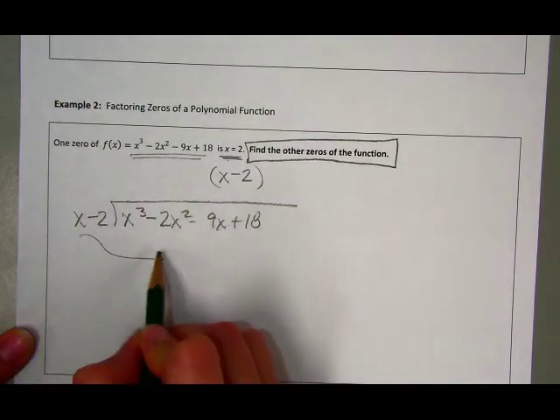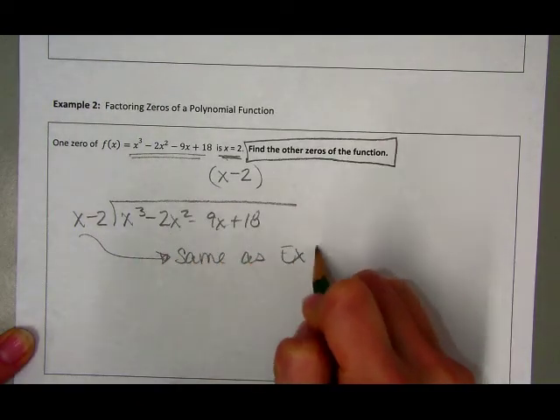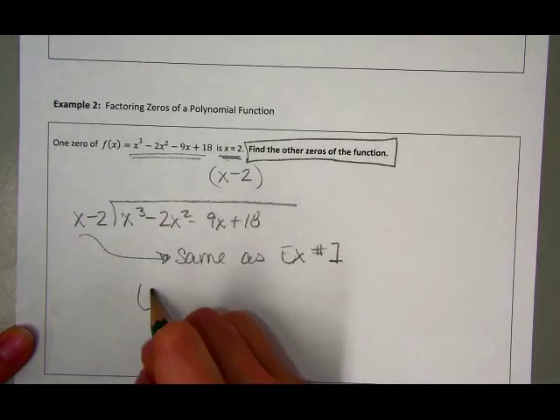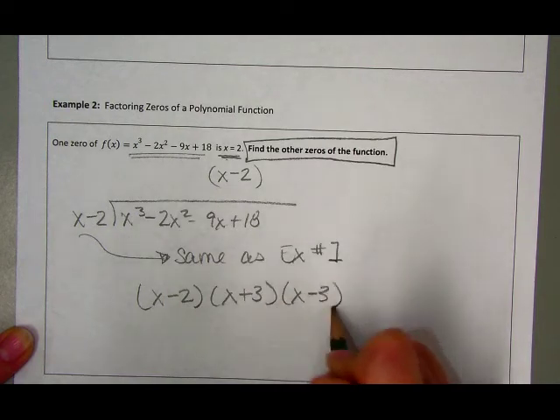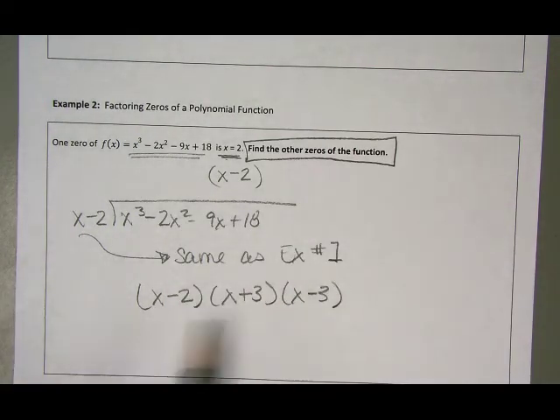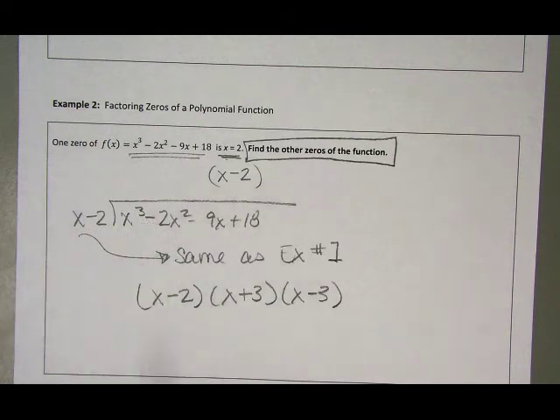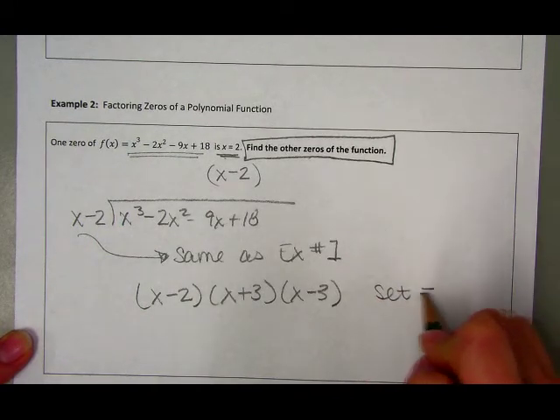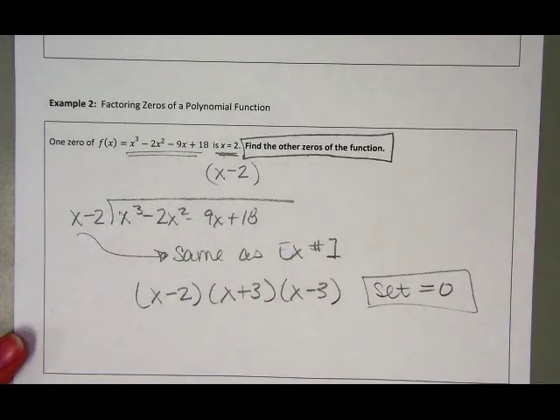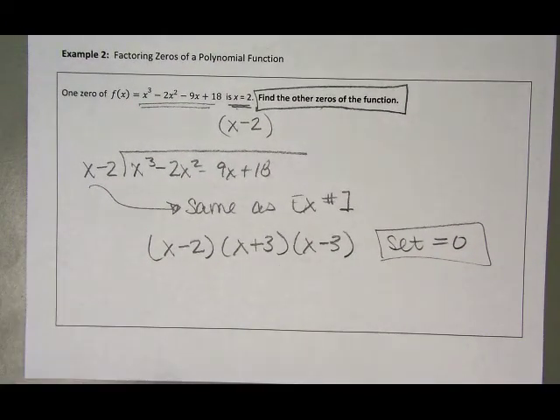All I know is that since it's the same as above, I'll write that down, same as example number 1, I know I get 3 groups back out. But those are my factors. That's not what my zeros are. So I have 3 factors for this cubic function once I went through and did my long division. Now to find my other zeros, I just set all of my groups equal to 0. That's what I'm going to do. I'm going to set all my factor groups equal to 0 once they get as small as they possibly can.